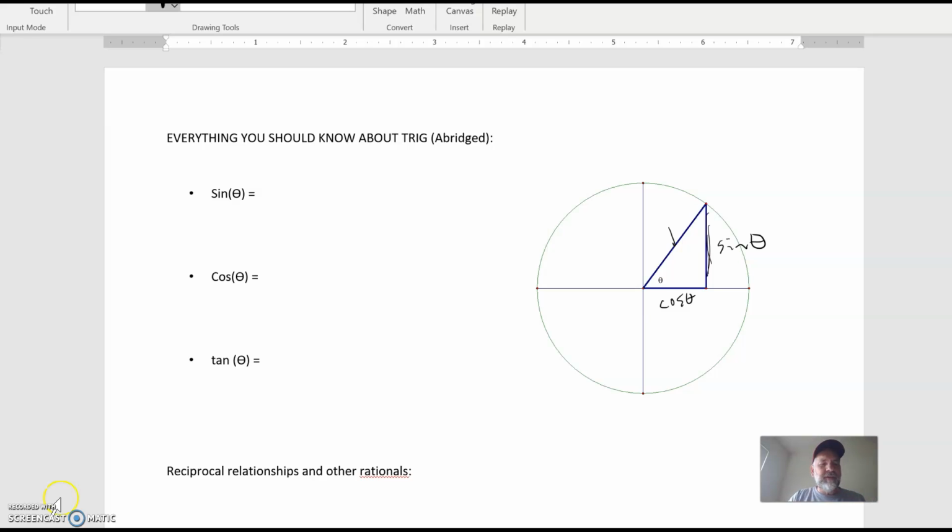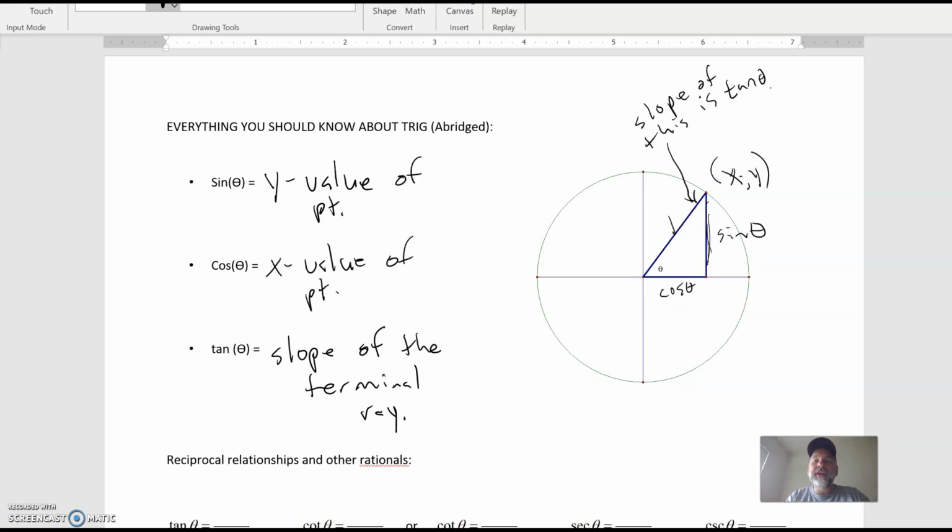Let me put all those things down so you have them here. Filled all those in. So the sine is the y of this point. The cosine is the x of that point. The tangent is the slope of this terminal ray, this segment that you have right there. If you have those concepts really solidly and you always go back to them, they'll answer a lot of questions you run into in other places, and we'll see that.